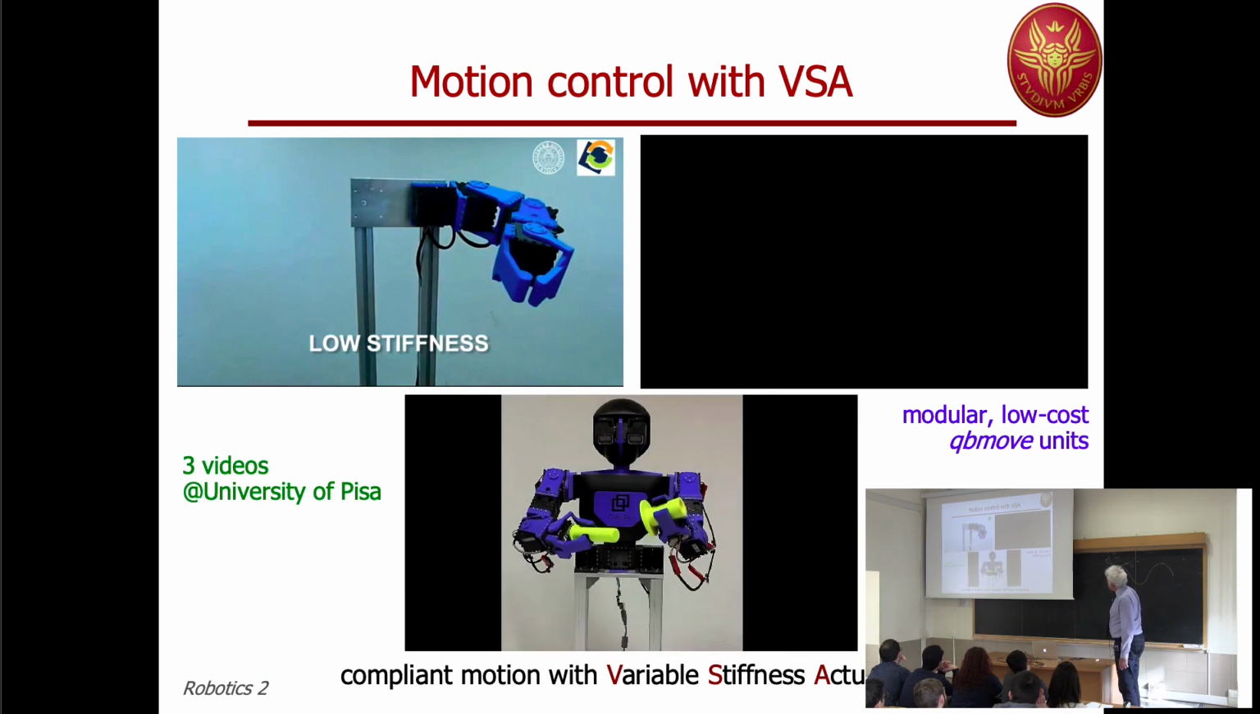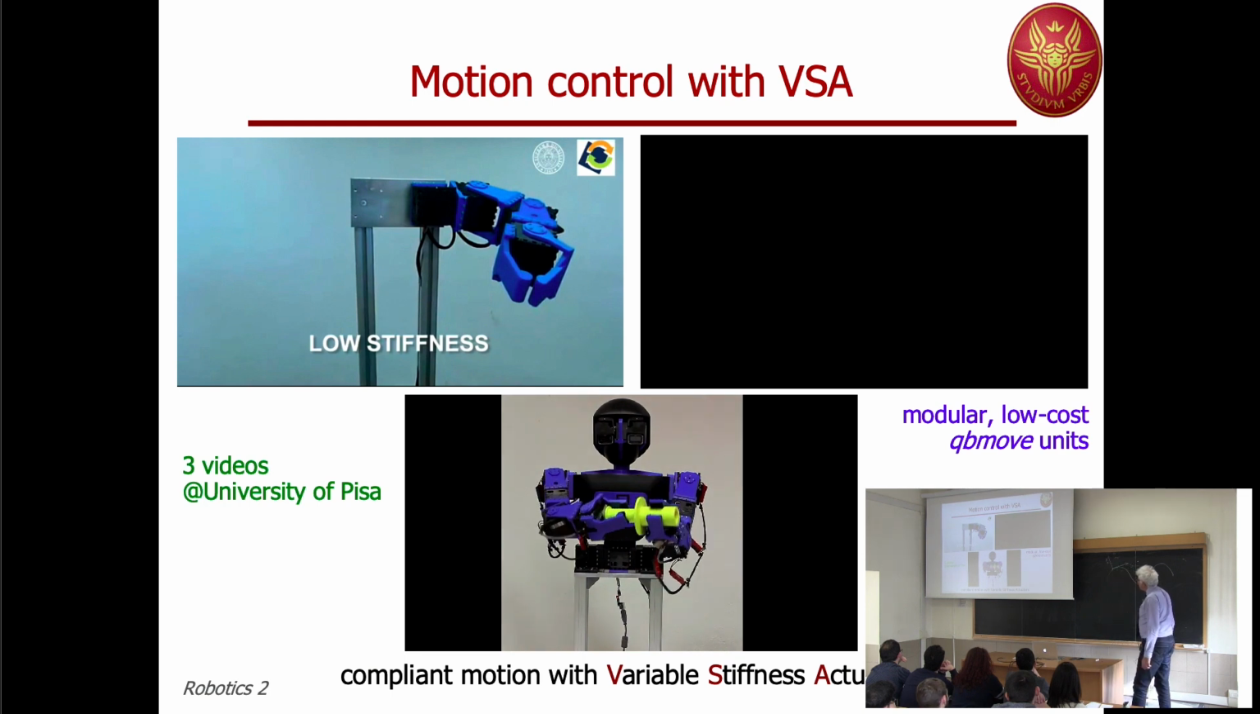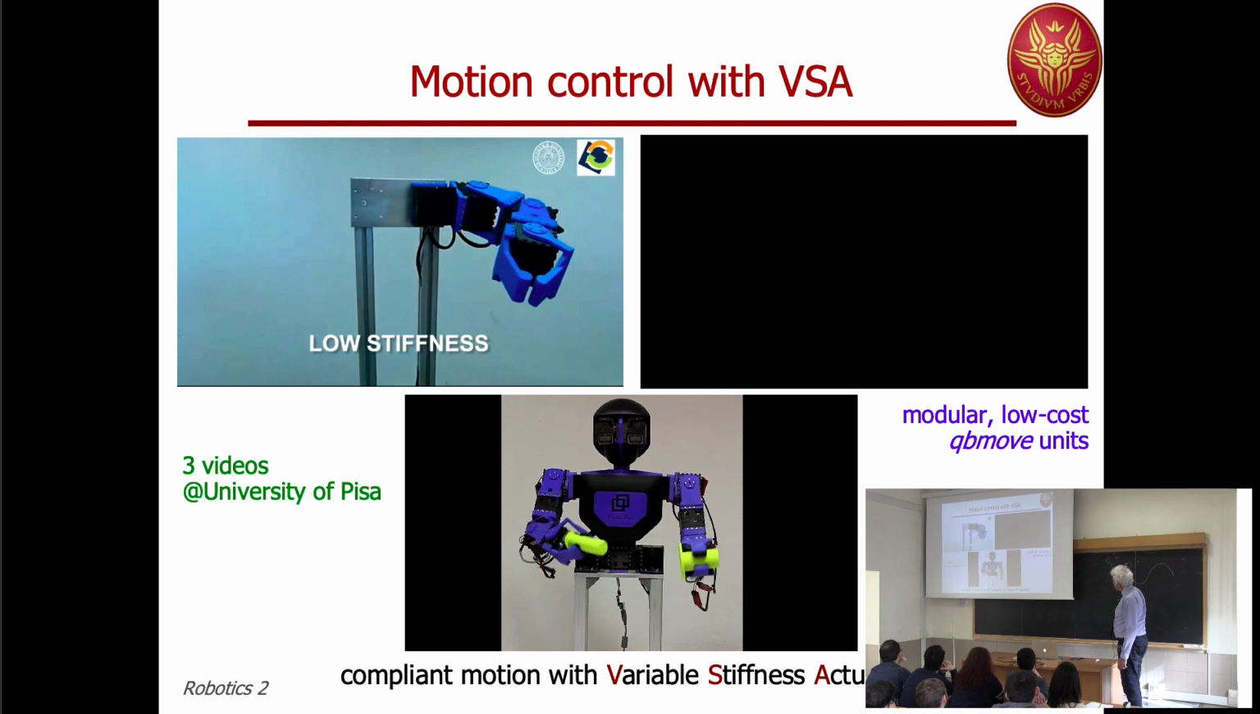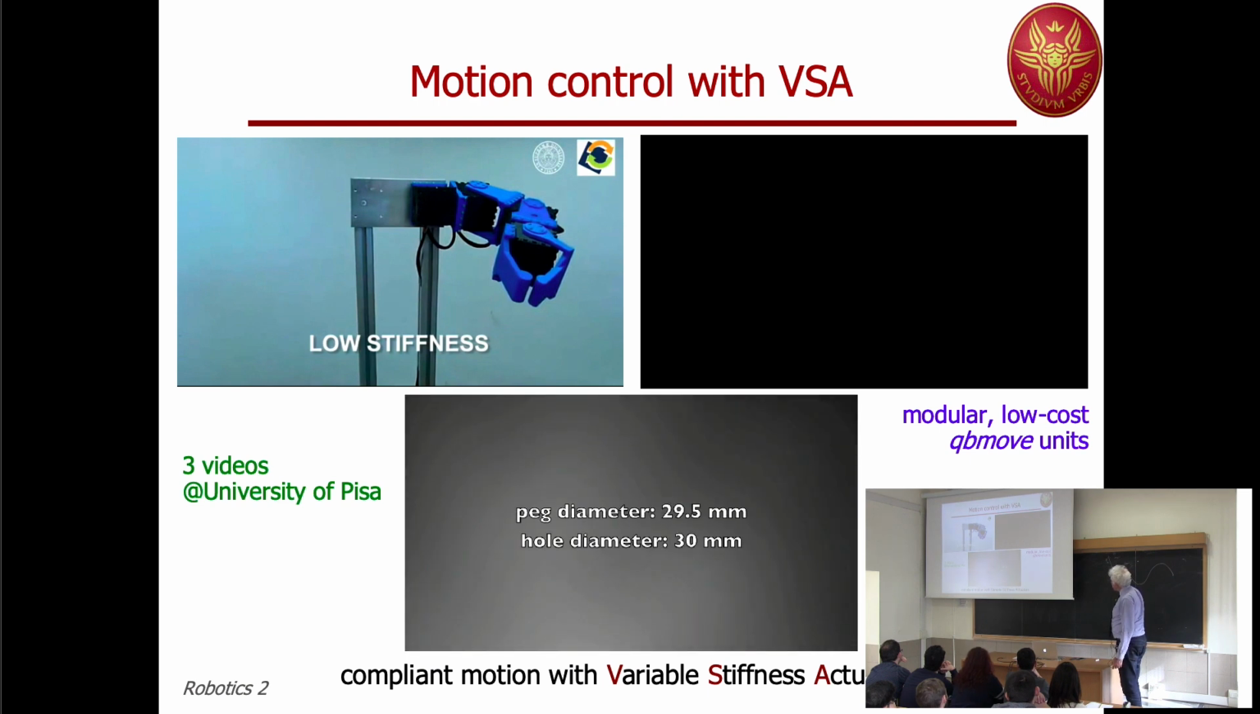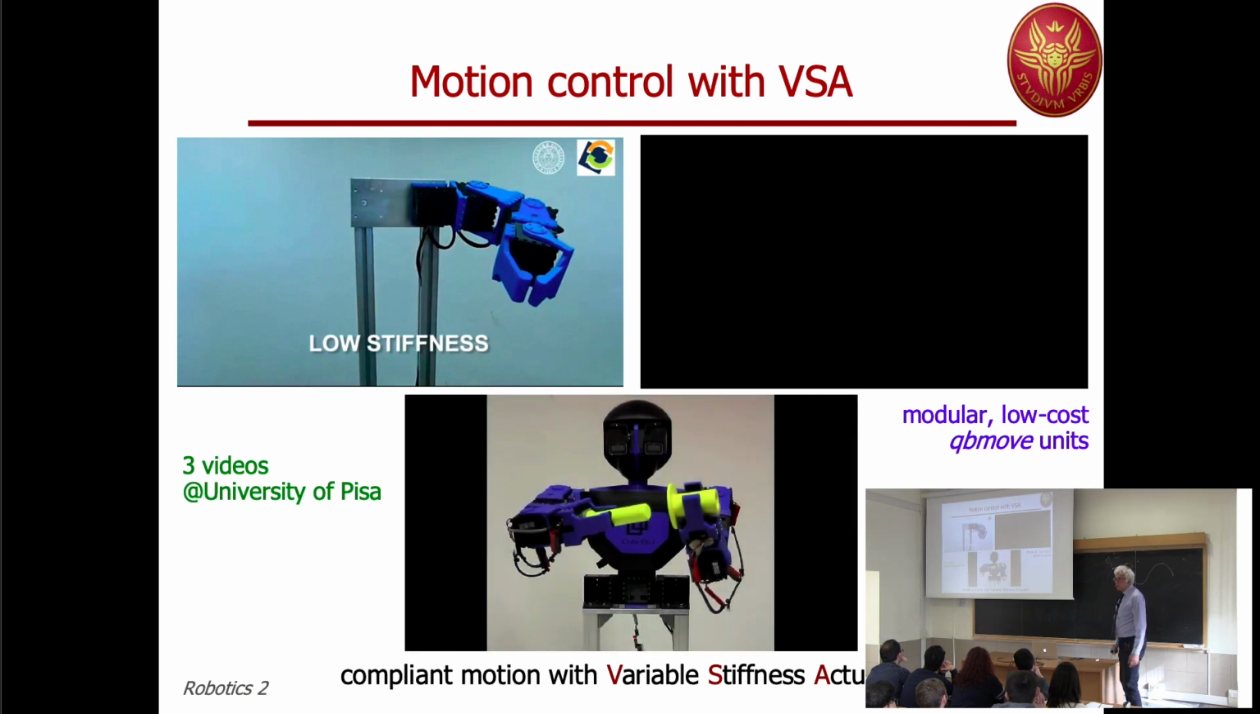So this is a peg-in-hole problem. Now the diameter is 29, the hole is 30, so there's 1 millimeter of clearance. So with one hand you're holding the hole, the other hand you're holding the peg, and now you get in contact, and now you try to do this wobbling until you're able to insert the part. Okay, and now you repeat this by changing parts and reducing the clearance.